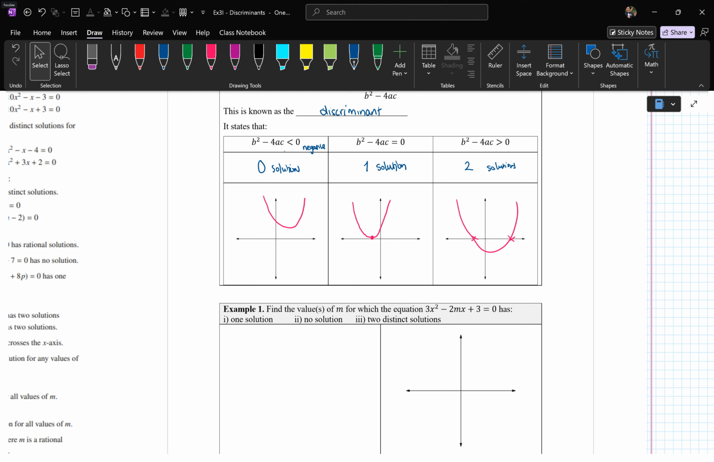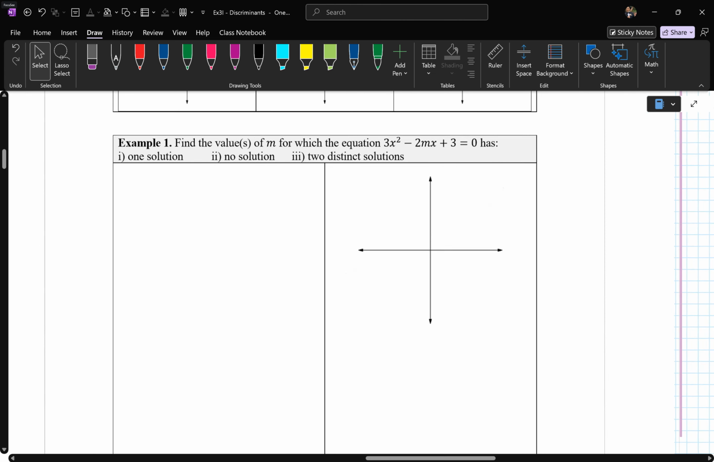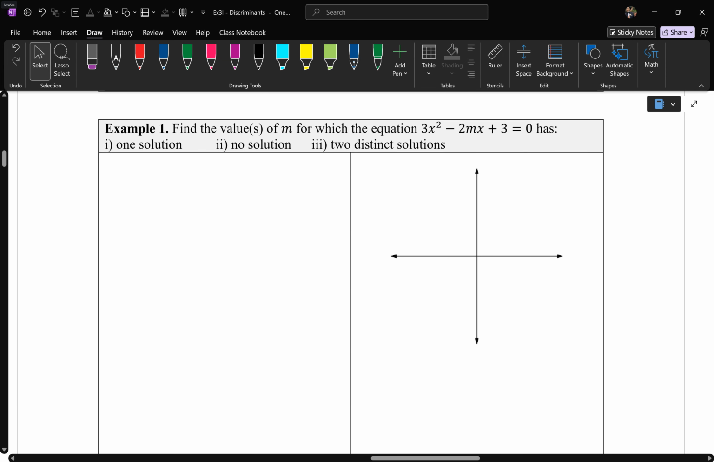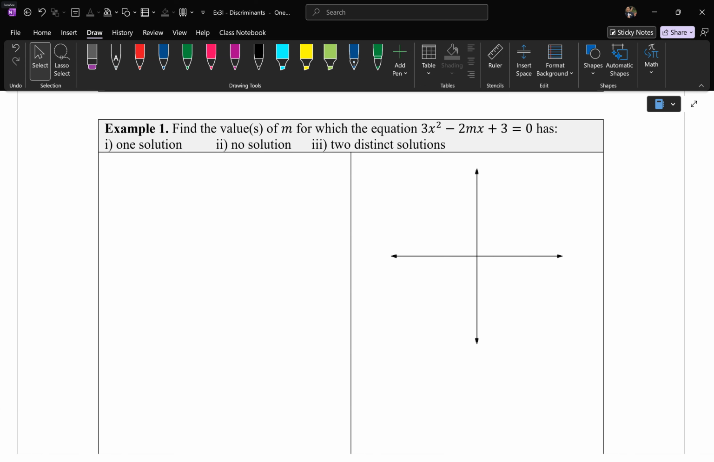So I'll show you, and I'll try to describe it through 2 graphs. There's 2 graphs that you're going to have to get your head around. One is the discriminant, and then one is the actual graph that you're interested in, yeah? So let's take this example here. Example 1, you've got an equation. This is a quadratic equation. How do I know? Because it's x squared. You've got 3x squared minus 2mx plus 3.